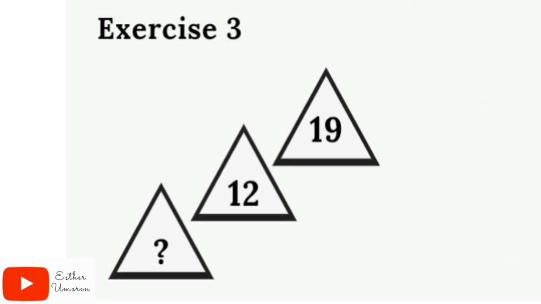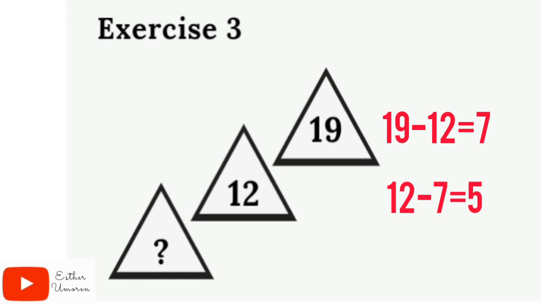All right, in exercise 3, we have question mark, 12 and 19. Okay, so at this point, we just want to get what the difference is between the triangles next to each other. All right, then we can use that to get the answer. So we can say 19 minus 12 gives us 7. So 7 is the difference. To have the question mark here, we will say 12 minus that 7. That gives us 5. So we can replace the question mark down here with 5.